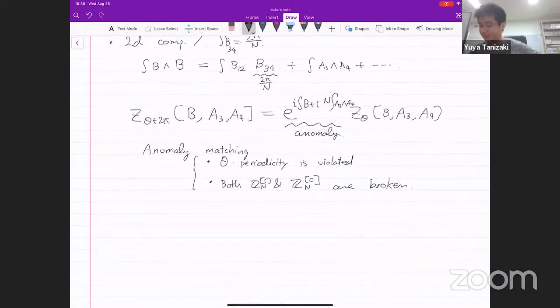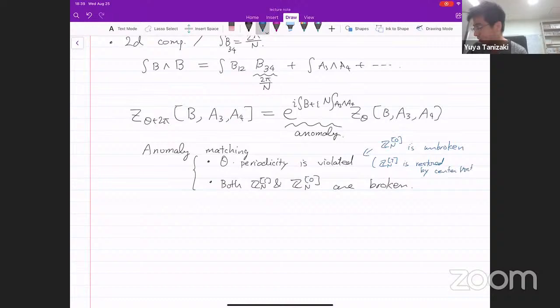And a very natural scenario: if either the one-form symmetry or the zero-form symmetry is unbroken, then theta periodicity of the vacuum has to be fractionalized. And our semi-classical analysis suggests that at least ZN zero-form is unbroken, and very likely due to center vortex, ZN one-form is also restored by center vortex. And according to semi-classical analysis, we know that theta periodicity should be fractionalized for the vacuum.